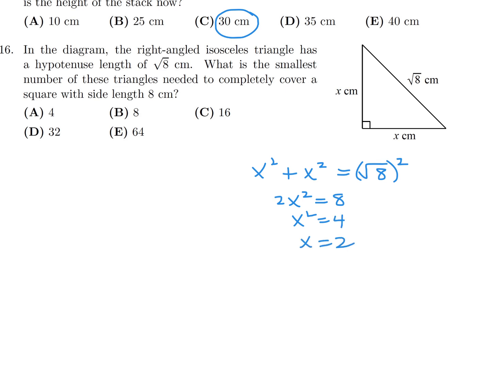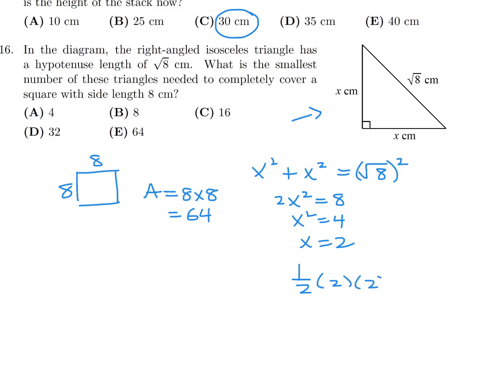Okay, so then what are we being told? What is the smallest number of these triangles needed to completely cover a square with side length 8? So a square has side length 8, so its area would be 8 times 8, which is 64. Okay, so then we have to figure out the area of this triangle. So that would be 1/2 base times height. The base is 2, the height is 2, so that is 2. So 64 divided by 2 is how we would figure this out, and that's 32. So that would be D.